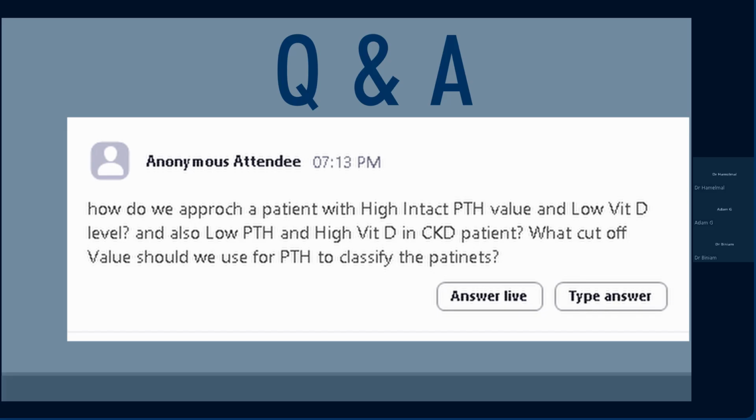The first question looks interesting. How do you approach patients with high PTH value and low vitamin D level? So you supplement vitamin D, meaning 25 hydroxy vitamin D, not active forms.